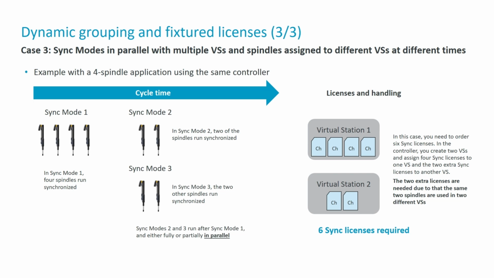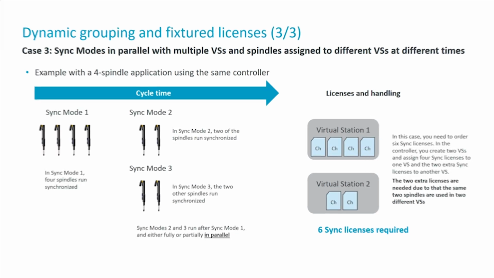Mode 3 uses 2 of the spindles from virtual station 1 and is run at the same time as mode 2. So because we are running mode 2 and 3 in parallel, 6 sync licenses are required. 4 for virtual station 1 and 2 for virtual station 2.